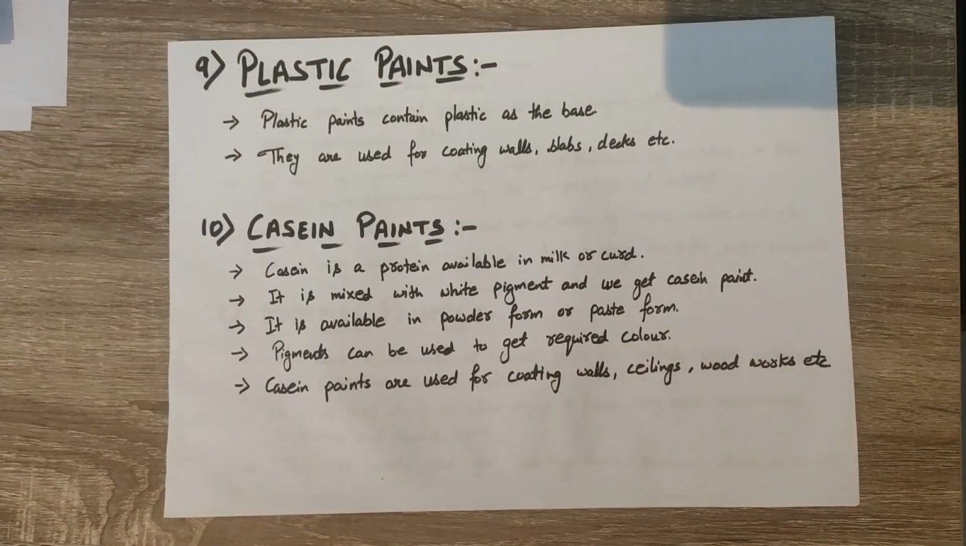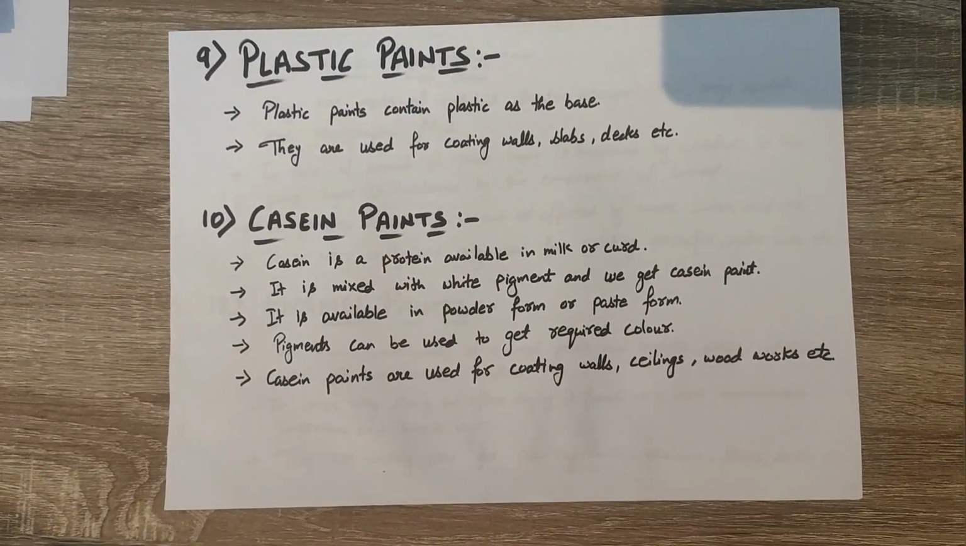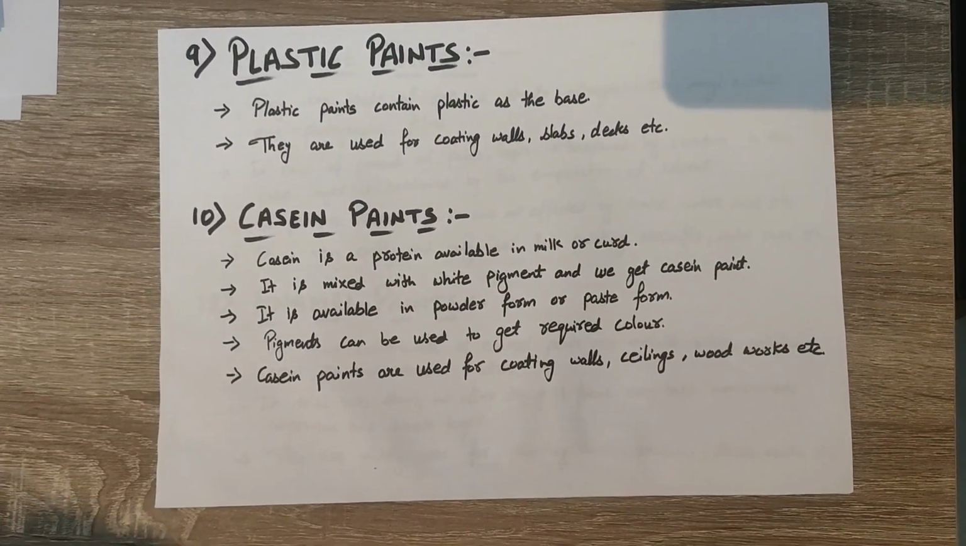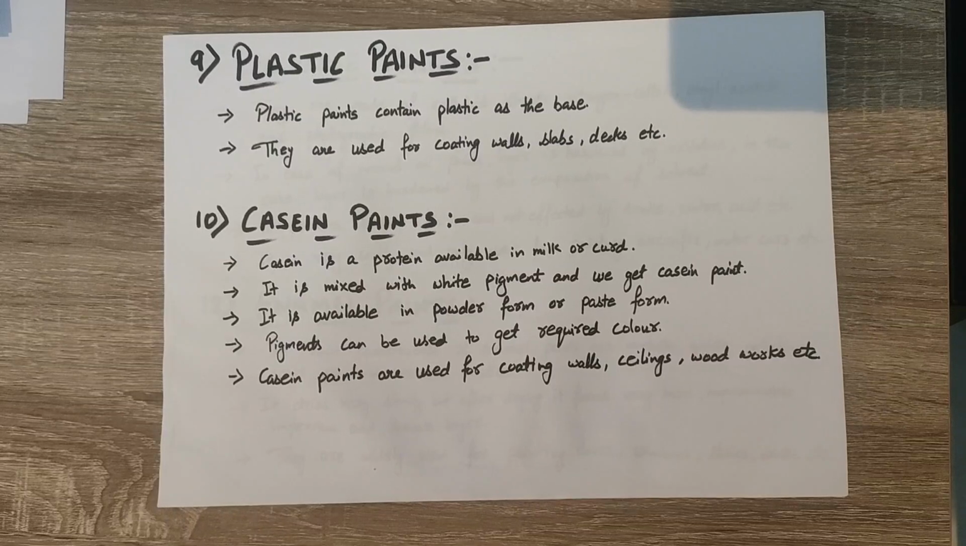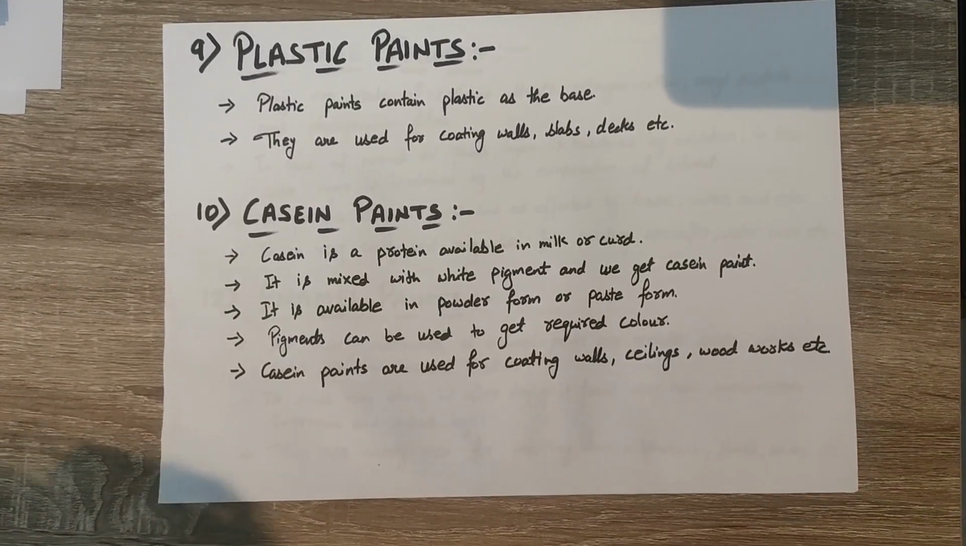Okay, next paint is plastic paints. Plastic paints contain plastic as the base. They are used for coating walls, slabs, decks, etc. And they dry very quickly and they are water resistant as well.